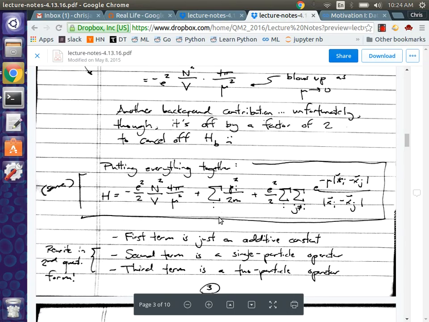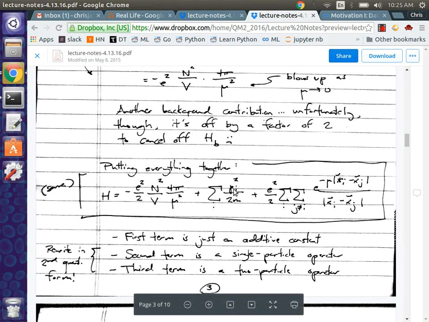In the end, when I put everything together, I've got this divergent term that we're going to have to deal with, then the kinetic term, and then the interaction between the electrons. As we pointed out, the first term is just an additive constant. The second term is a single particle operator.